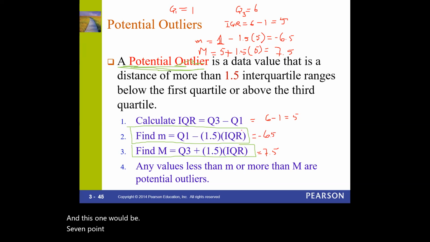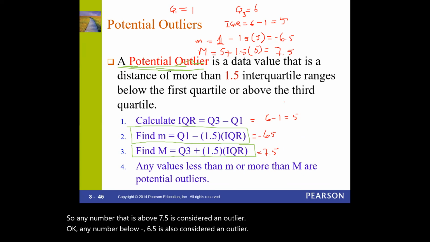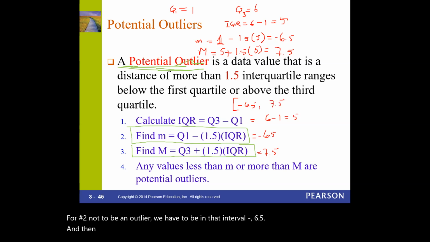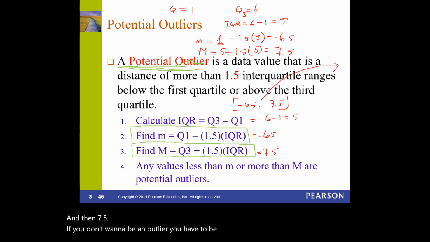So any number that is above 7.5 is considered an outlier. Any number below negative 6.5 is also considered an outlier. That means we have an interval. For a number not to be an outlier, you have to be inside that interval, between negative 6.5 and 7.5. These are not outliers.